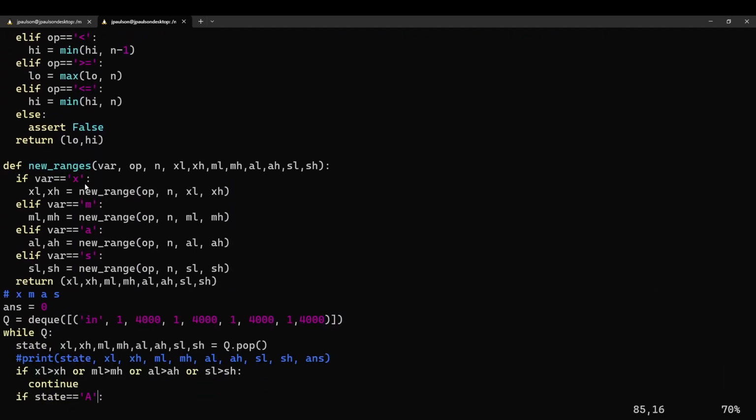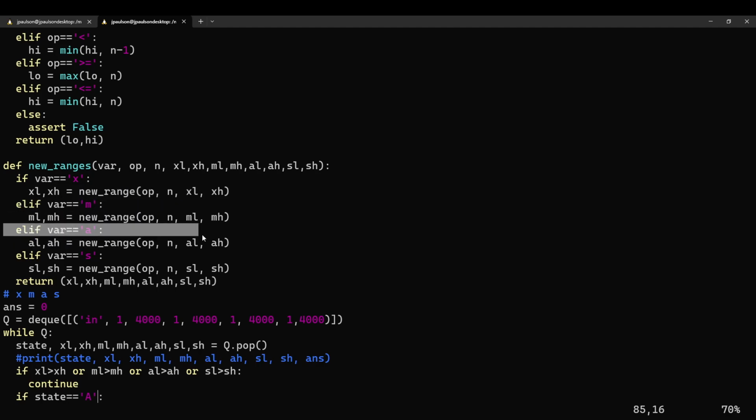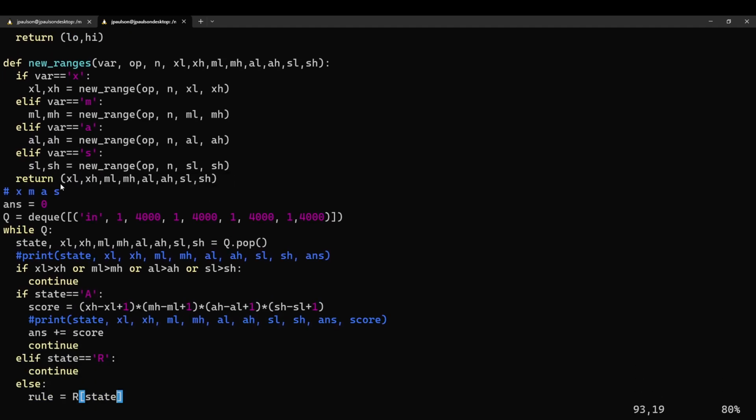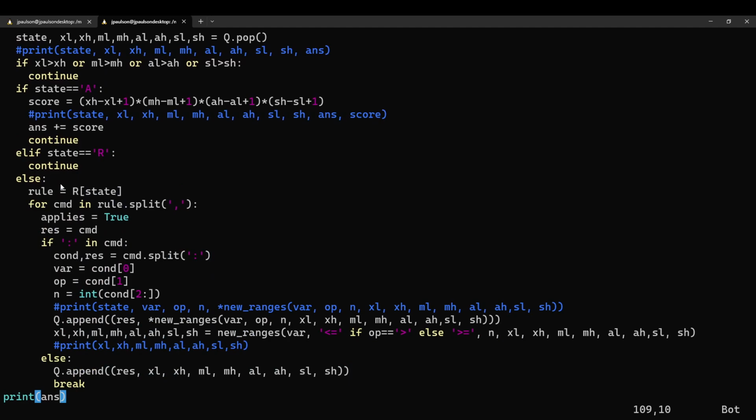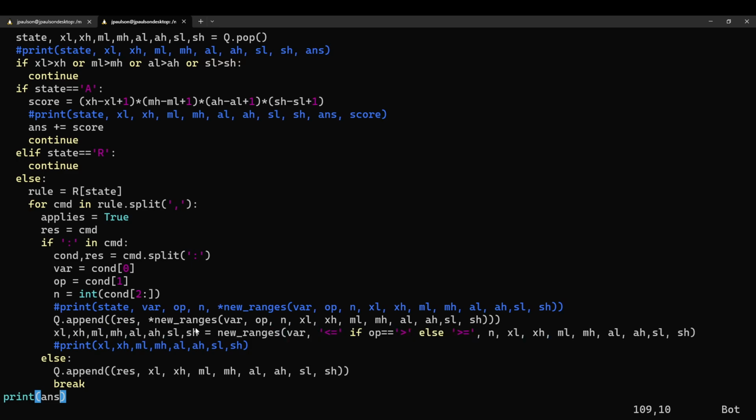So if we have a condition on x, change the x range. If on m, change the m range. A, change the a range. S, change the s range. Return the new big list of ranges. Now there's some more piles. This is the pile that met the condition, and then the pile that didn't meet the condition, we keep following the rest of the rules.